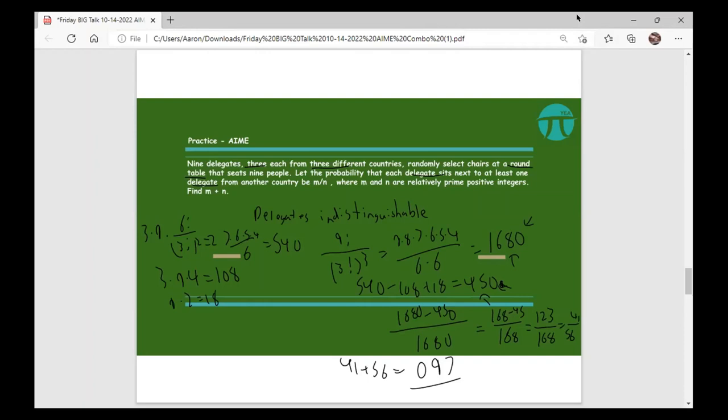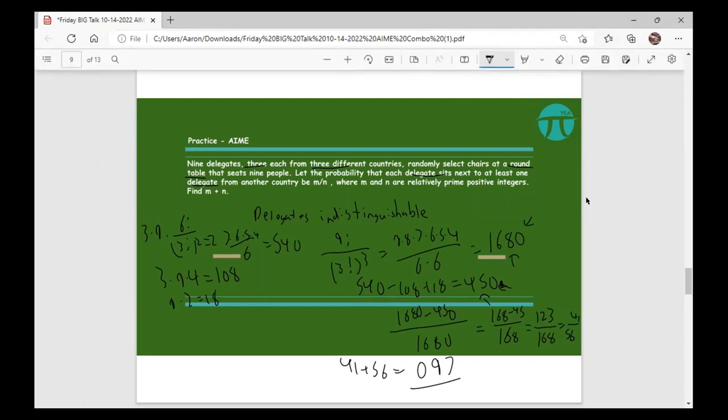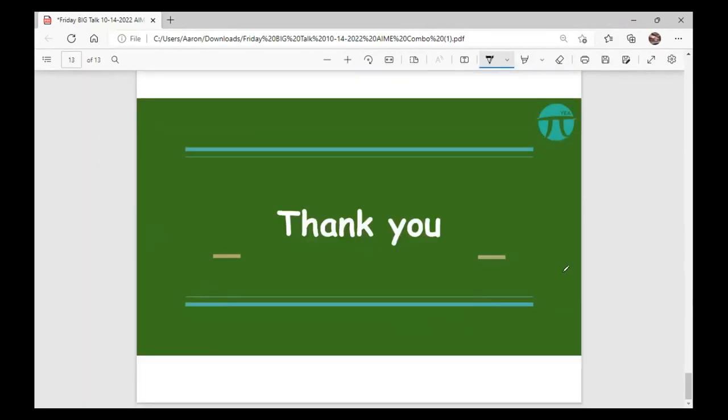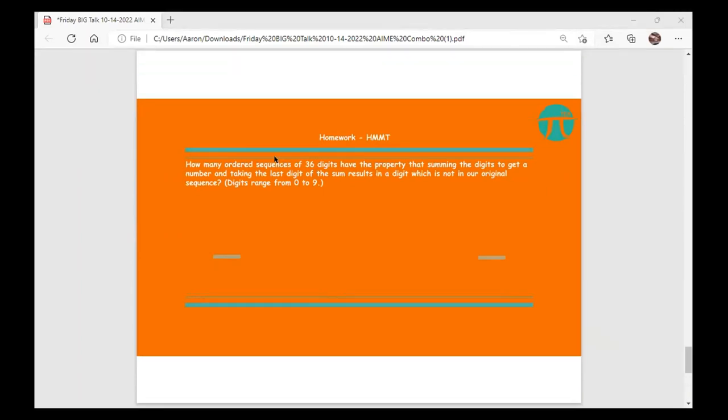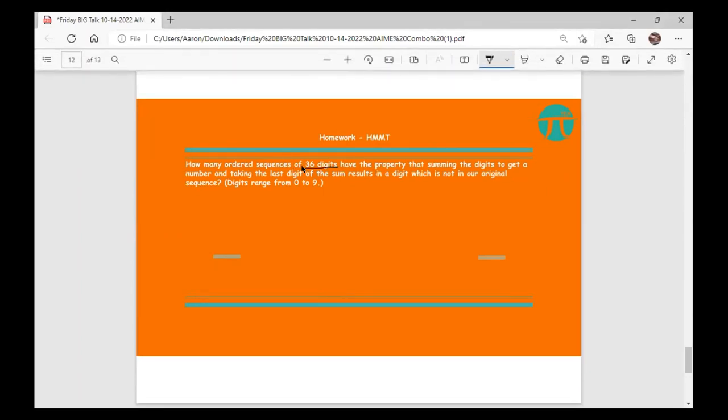Okay, so it's gone past 6:30. And so I'll just leave this homework problem behind. And so here, there's an ordered sequence of 36 digits. And we want the property that adding the digits to get a number and taking the last digit results in a digit not in the original sequence.